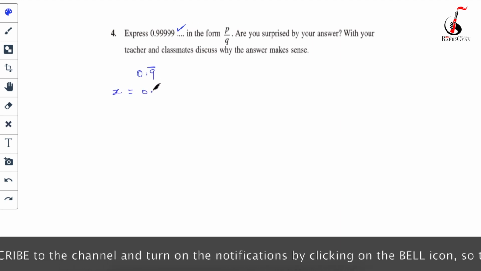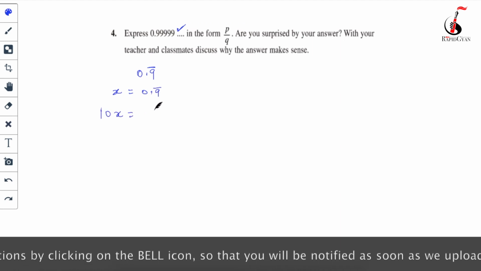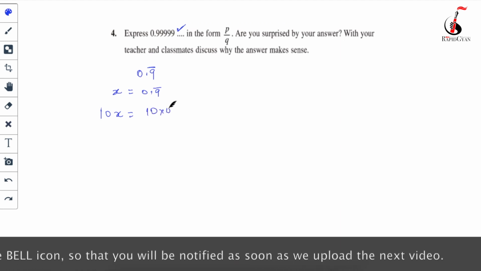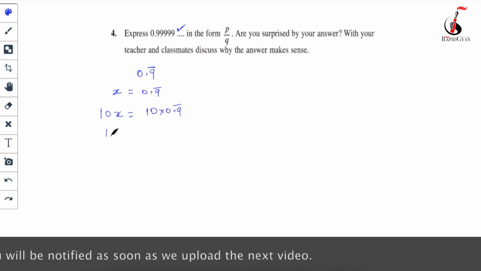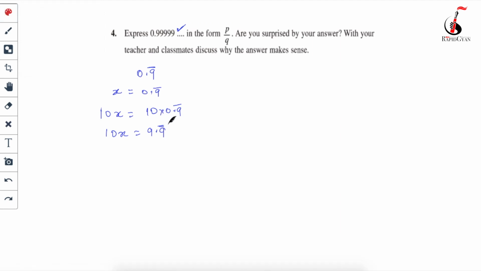So x equal to 0.9 bar. You are seeing only one digit is repeating, so I can write 10x equal to 10 times 0.9 bar. What will 10 times 0.9 bar give? So this will become 10x equal to 9.9 bar. Now what you will have to do? Next step, you will have to split this number. In order to split this number, you will have to subtract your question from this number, meaning 9.9 bar minus 0.9 bar, which will give me 9, correct? So I can write that 10x is equal to 9 plus 0.9 bar.